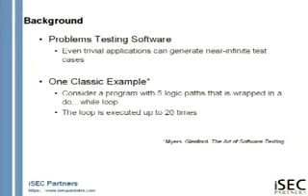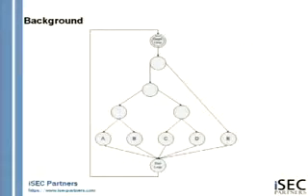So I'll head into background. Problems testing software: the big problem is that even trivial applications can generate near infinite test cases. Even forgetting about security for a moment, just doing basic functional testing, one classic example of a trivial application with a lot of tests was proposed in a book called The Art of Software Testing. It's a rather classic book, where the author, Glenford Myers, put forth a program with 5 logic paths wrapped in a do-while loop. That loop would execute between 1 and 20 times. We have a little control graph that illustrates this. On the top, we have the begin state.